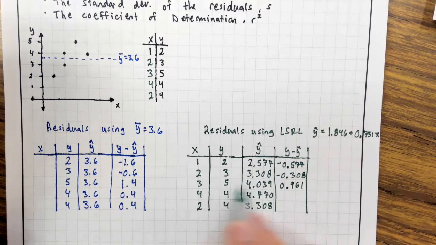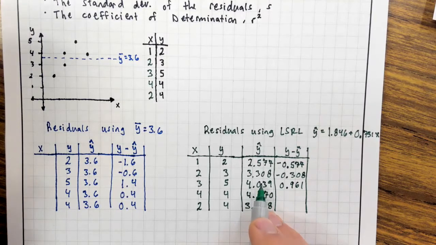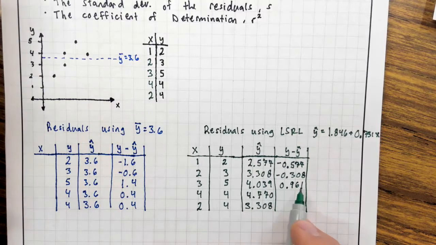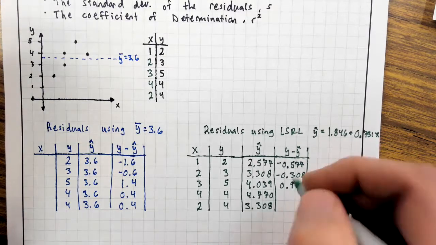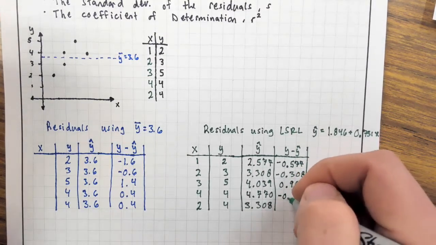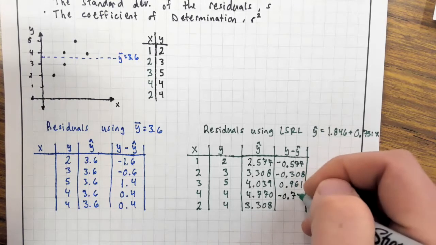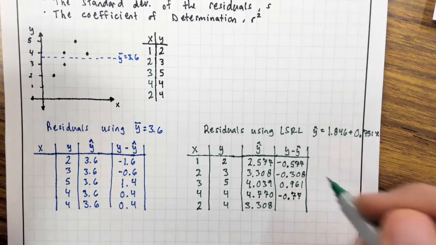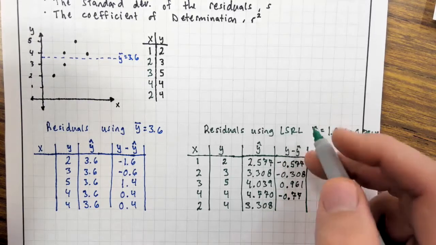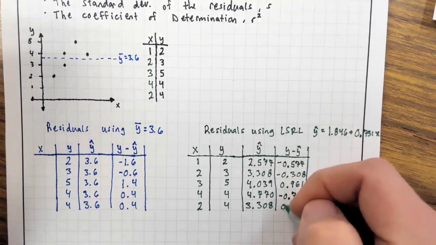So the actual value minus the predicted value, my error there, how far my prediction was off, was 0.961. The next one is negative 0.77. And the last residual for this least squared regression line is 0.692.